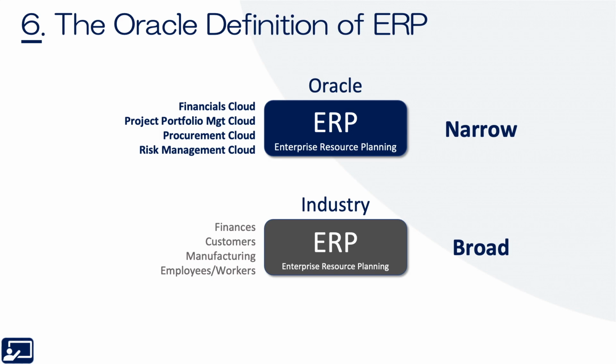Sixth topic, Oracle's definition of ERP. It's worth noting that Oracle's definition for the term or acronym ERP is different than the industry's definition. Oracle defines ERP as finance, procurement, and projects. The industry defines ERP resources as finance, procurement, projects, but also other resources, air quotes, such as customers, suppliers, products, people, etc. Hence, the industry's definition of ERP is much broader than Oracle's. I would not be surprised to see Oracle change its definition in time.